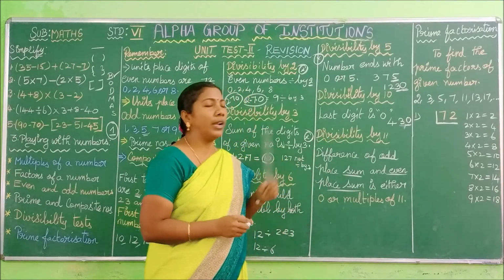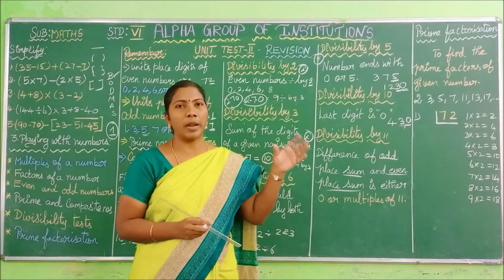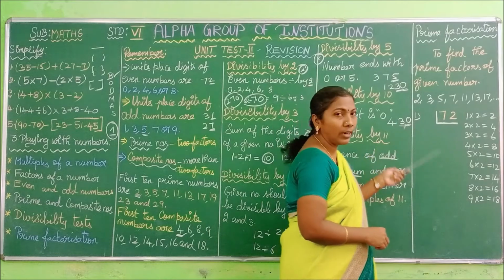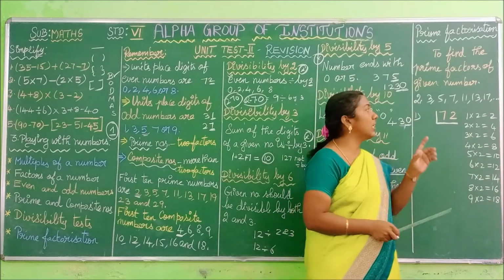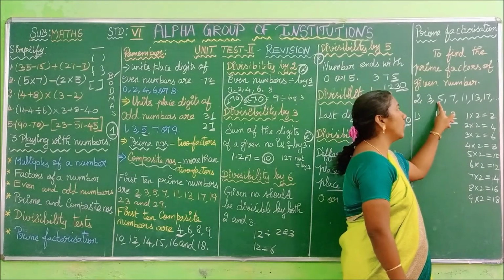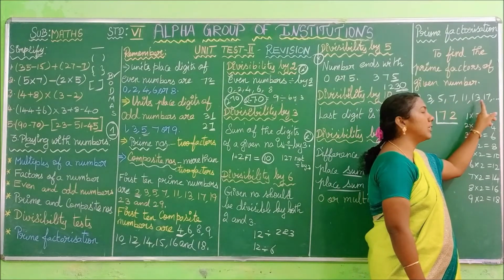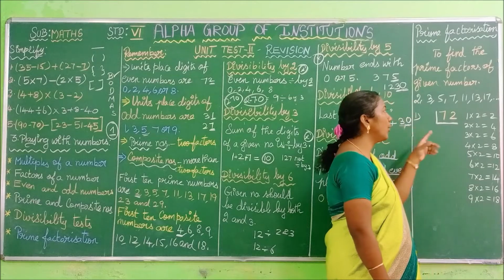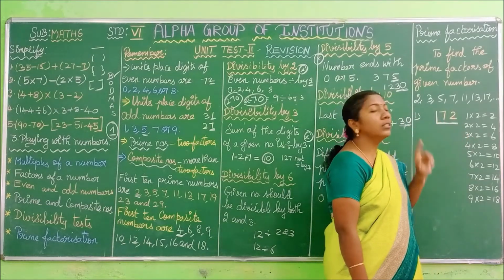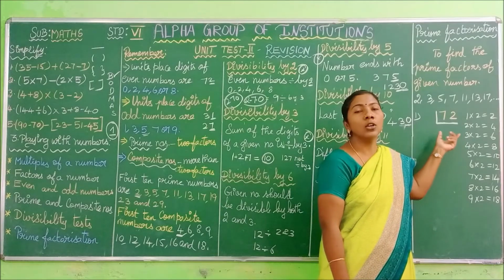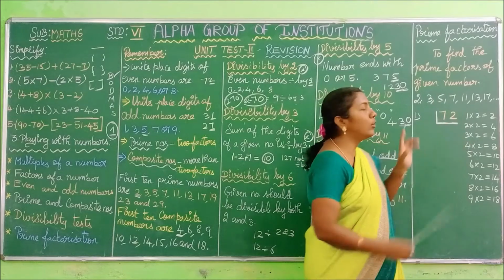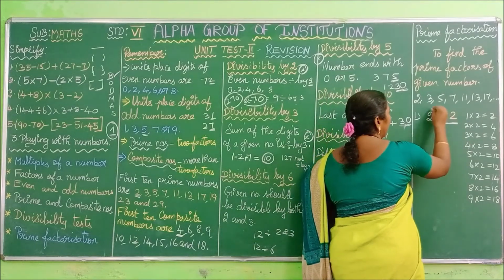Let us see one example of how to find the prime factors of a given number. For the process of prime factorization, you have to use only prime numbers. What are the prime numbers? 2, 3, 5, 7, 11, 13, 17. Now we are going to find the prime factors of the number 72. It ends with 2, so it is an even number, so it is divisible by 2. So first I am dividing 72 by 2. So my divisor is 2.